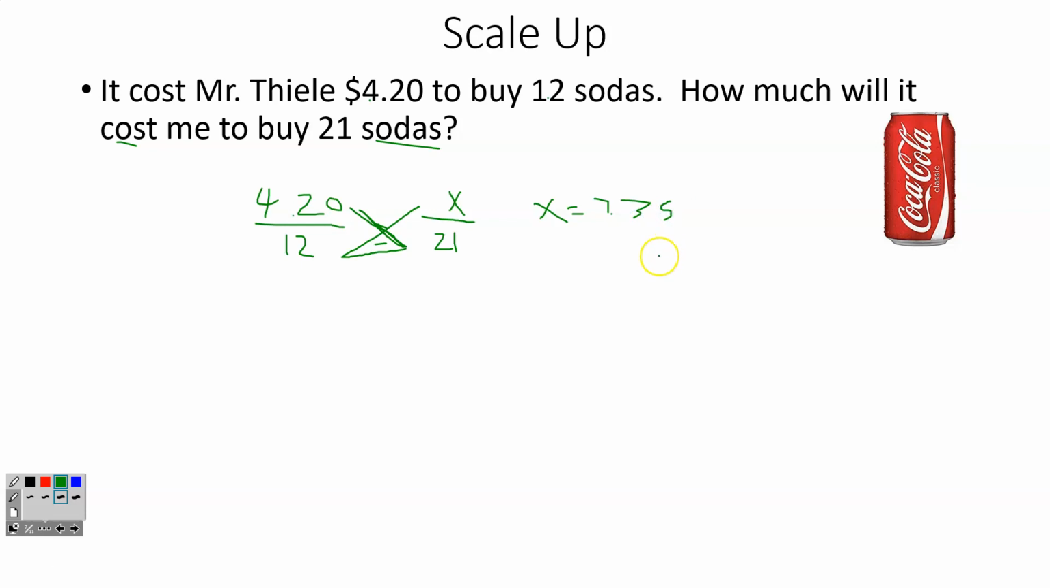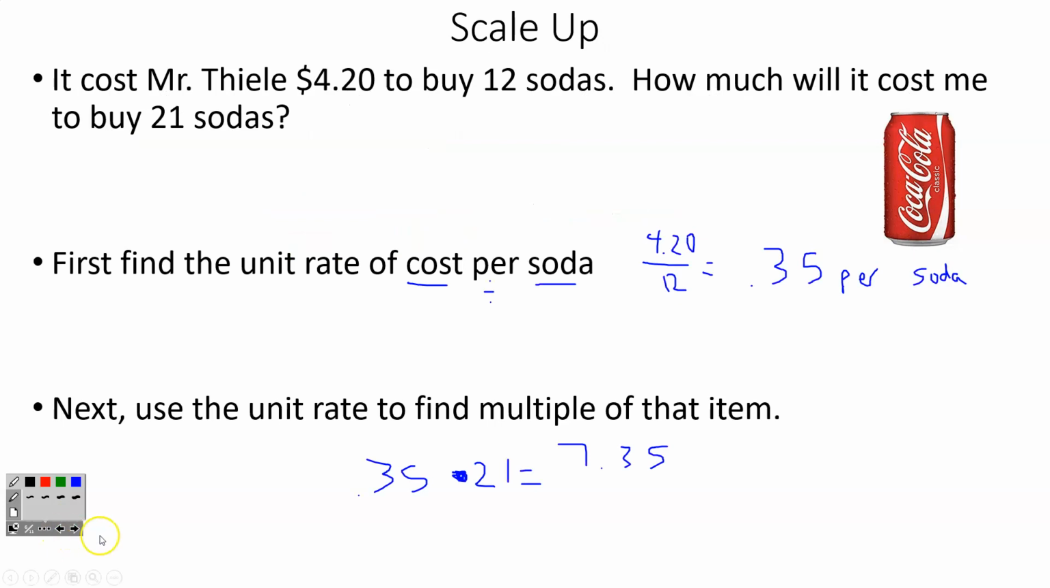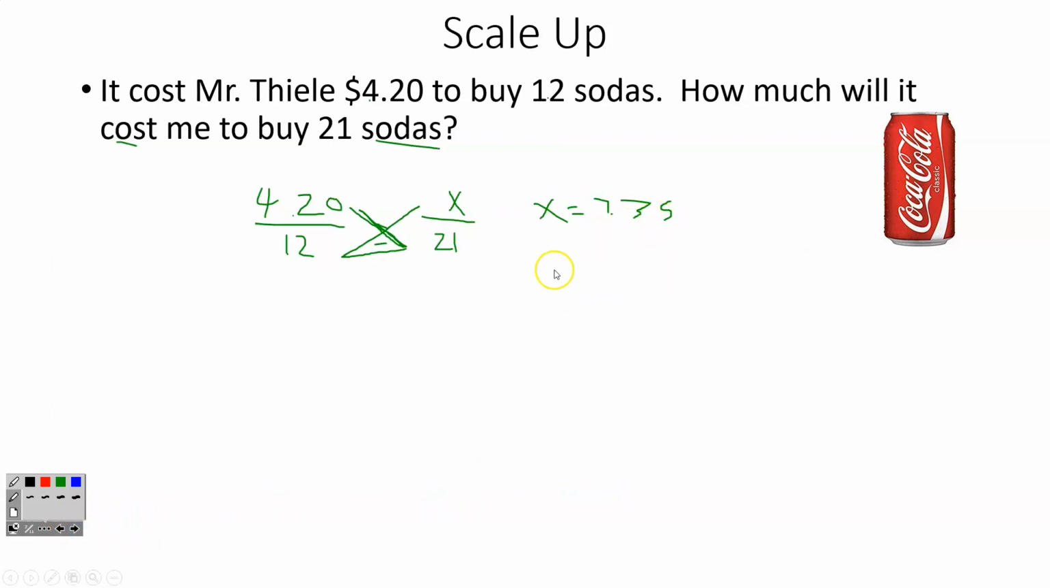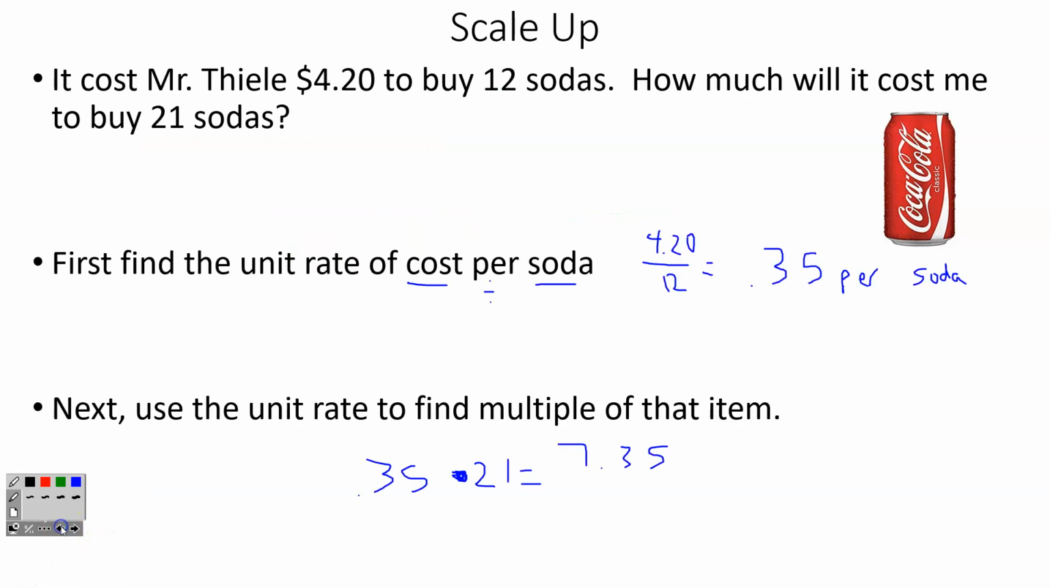$7.35. So you'll notice that regardless of which way I do it, I get an answer of $7.35. So you choose which way makes the most sense. If the ratio makes the most sense because that's what you've done since last year, then go for it. If it makes more sense to find a unit rate and then multiply by the number of items, then that's okay too.